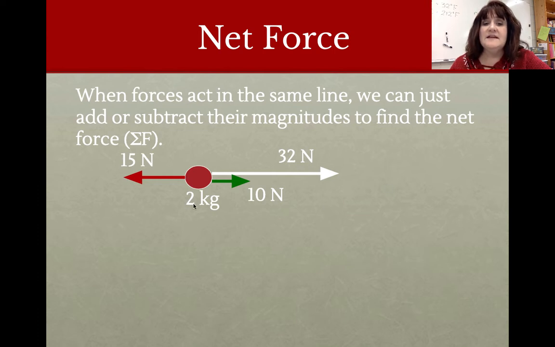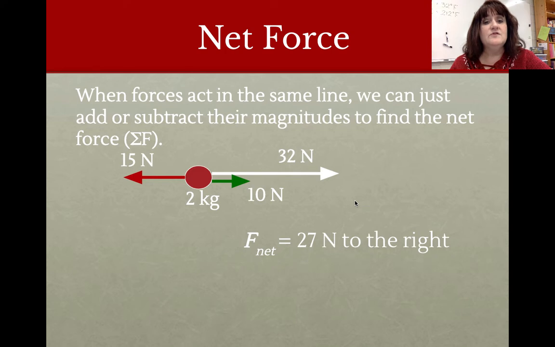So if a 2 kilogram ball was being pulled to the left with 15 newtons, to the right with 10 newtons and 32 newtons, the net force would be 27 newtons to the right, because 42 minus 15 is 27. The acceleration then would be the net force, 27 newtons, divided by the mass of 2 kilograms to get an acceleration of 13.5 meters per second per second.